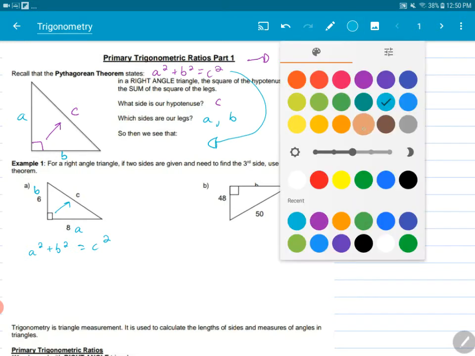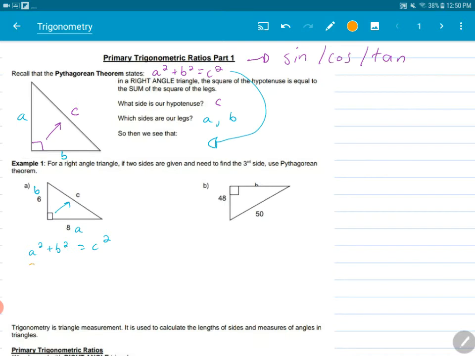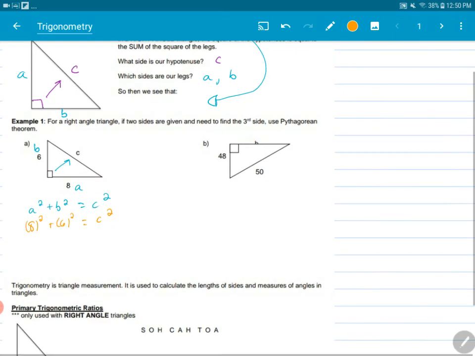So let's go here and say we have 8 squared plus 6 squared equals C squared. We don't know C, so we're just going to leave it as the letter C. When you put it in your calculator, you get 64 plus 36 equals, again, C squared. When you put 64 plus 36 together, you should get 100.